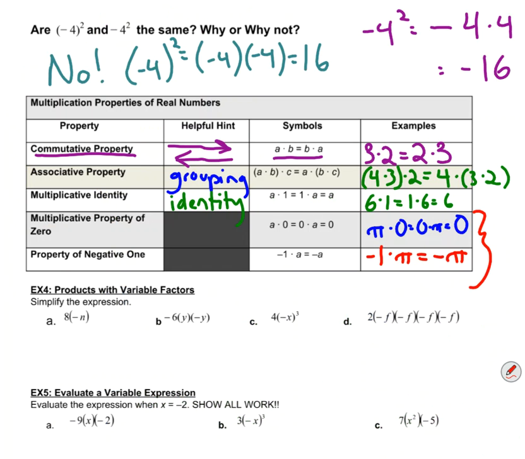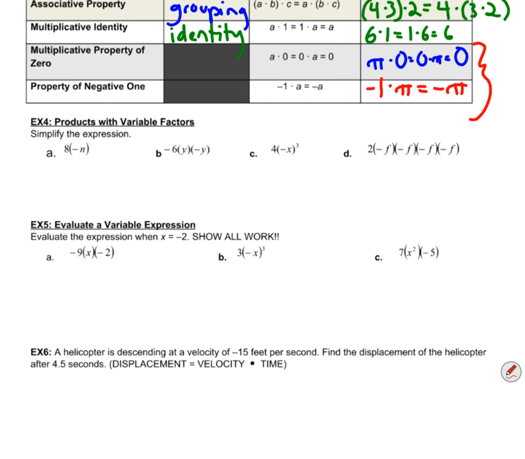So, let's introduce some variables to this. If we have 8 times negative n, now we don't know the value of n, like if we're going to plug in 1 for n, if we're going to plug in pi for n, or negative a million, but right now it looks like the value of n as it stands is negative. So 8 times negative n, we've got different signs here, so the product is going to be negative.